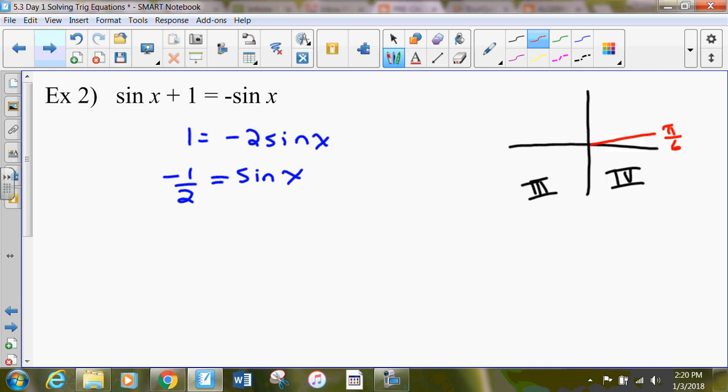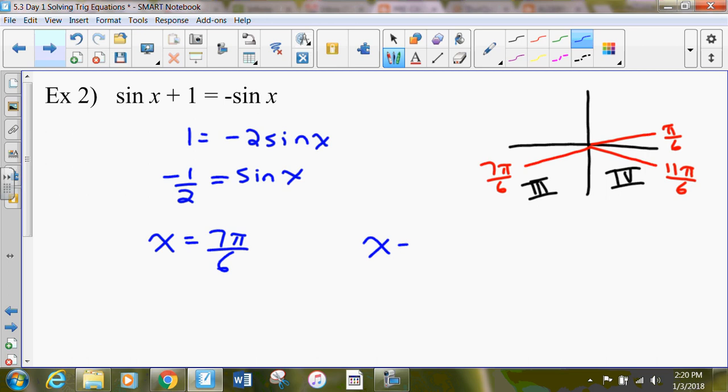But where is sine equal to negative 1/2? Well, let's see, this would be 11 pi over 6, and this would be 7 pi over 6. Okay, so once again, we have two angles. x is equal to 7 pi over 6, and x is also equal to 11 pi over 6.